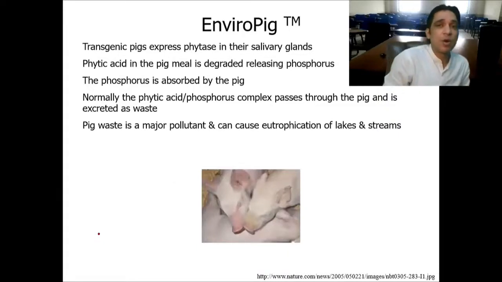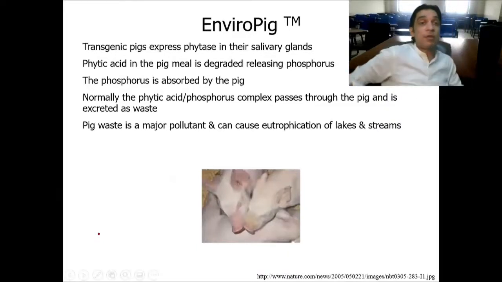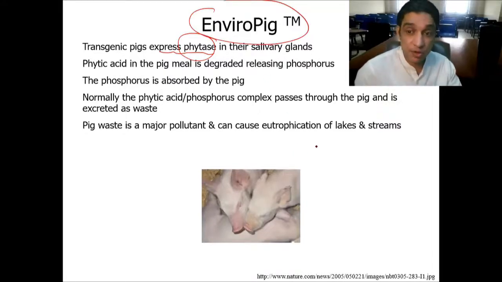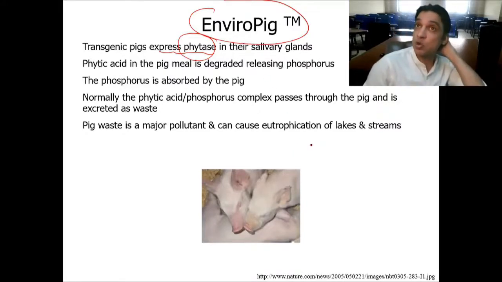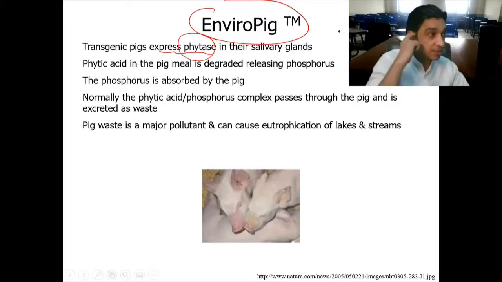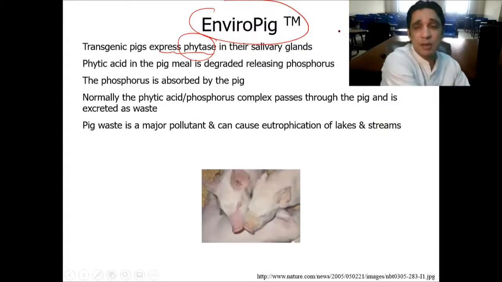Another very famous transgenic product is the transgenic pig, which expresses phytase. You can wonder why, and that pig is called EnviroPig. Pig is a commercial commodity in most parts of the world. It's part of the food as pork, and it's a major source of protein in most parts of the world.